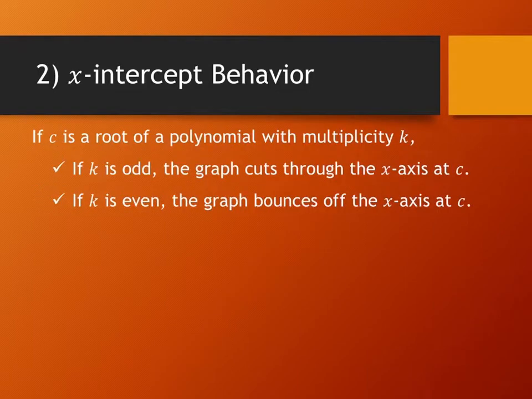All right, our second one is the one we've done most recently, the last section of material, in fact, in 3.3. It's talking about multiplicities. X-intercepts, places where you cross the x-axis, have certain kinds of behaviors. So if c is a root or a 0 of a polynomial with multiplicity k, if k is odd, the graph cuts through the x-axis, and if k is even, it bounces off the x-axis.